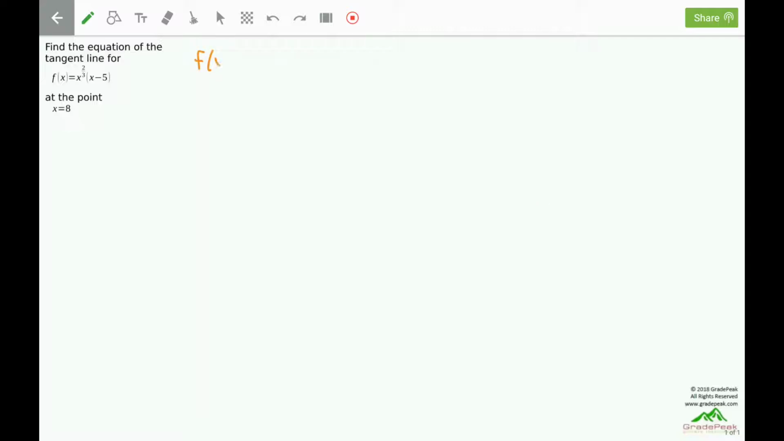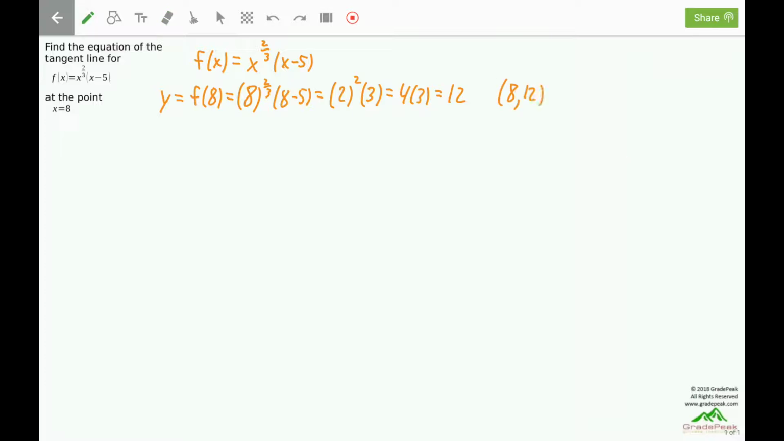And that's going to be found by plugging the x coordinate into our function, which is x to the 2/3 times x minus 5. So the y coordinate will be f of the x coordinate 8, and that means we will have 8 to the 2/3 power times 8 minus 5. 8 to the 2/3 means the cube root of 8, which is 2, squared, and then 8 minus 5 is a 3. 2 squared is a 4 times a 3, which gives us a y coordinate of 12. We therefore have the point x coordinate 8, y coordinate 12.